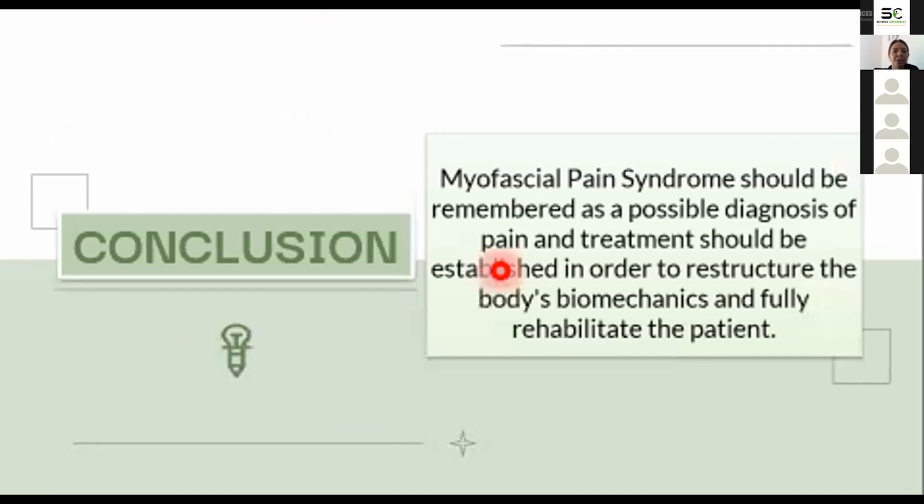So to finish this webinar, it's important to reinforce that myofascial pain syndrome should be remembered as a possible diagnosis of pain, and treatment should be established in order to restructure the body's biomechanics and fully rehabilitate the patient. The potential for summated effects should also be considered in the use of a multimodal approach.